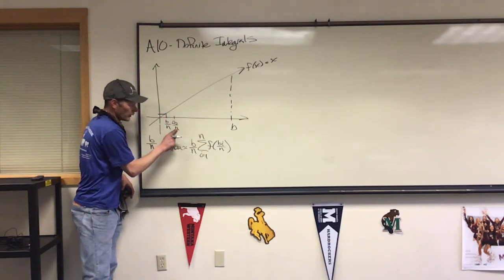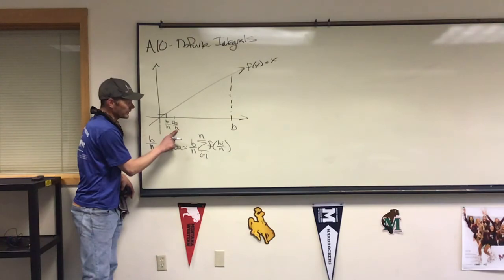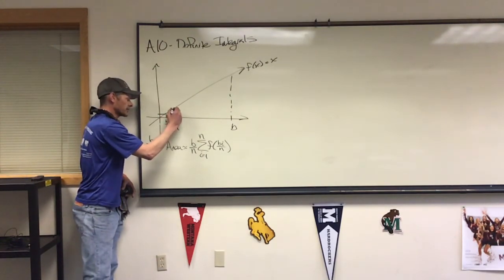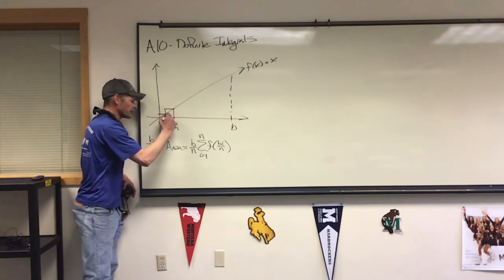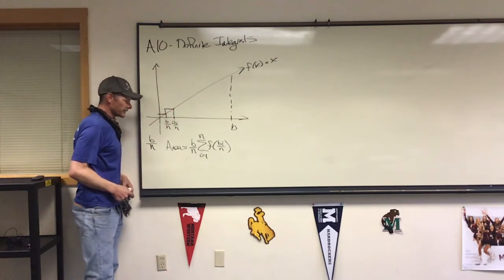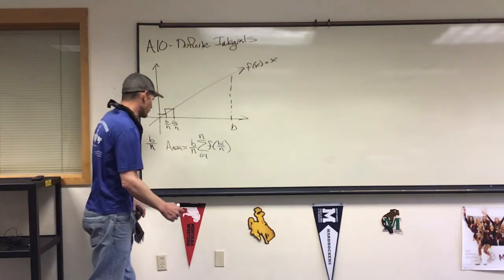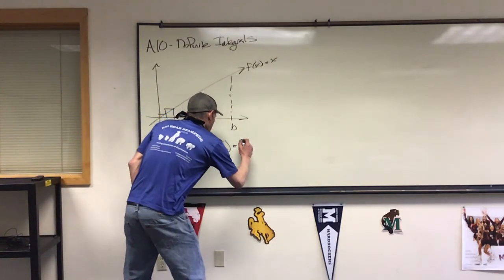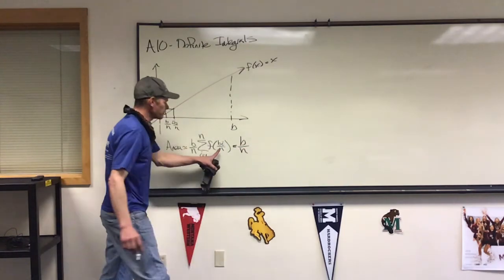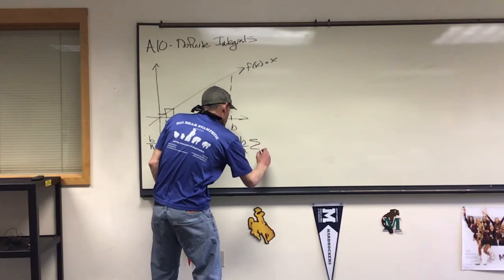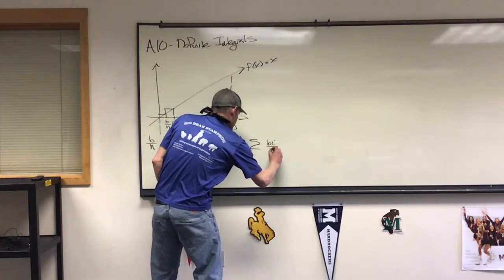For i equals 2, we have 2b over n. We stick it into the function f of x equals x, we get the height, and then we multiply it by b over n to find the width of that rectangle, and so on, and so on, and so forth. So I'm going to put bi over n into the function, and I get bi over n.